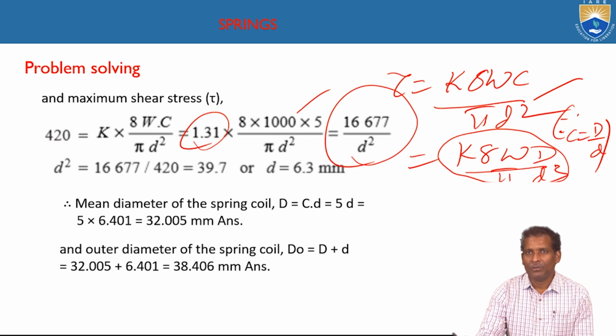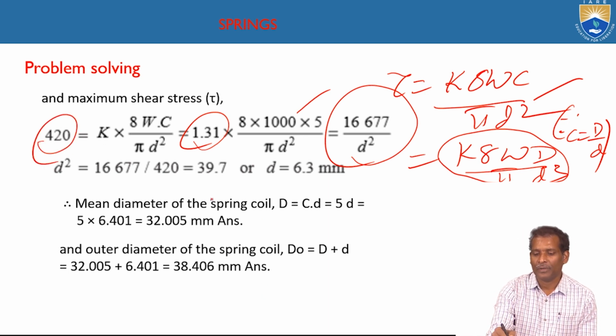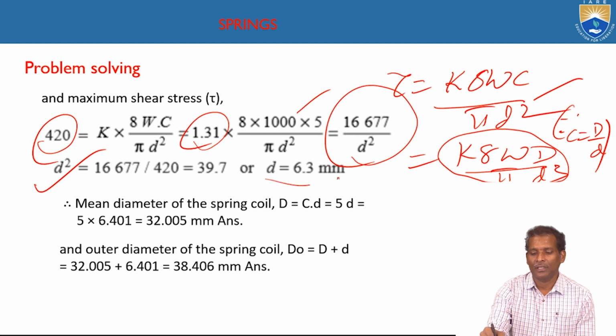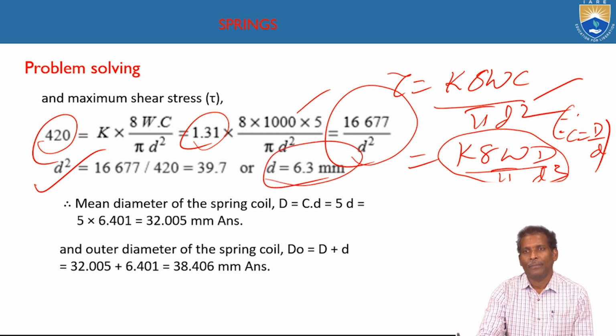The shear stress value you already know, so equate to the shear stress value. The shear stress is 420. So 420 is equal to 16,677 by d square. Calculate d. So d is 6.3 mm.